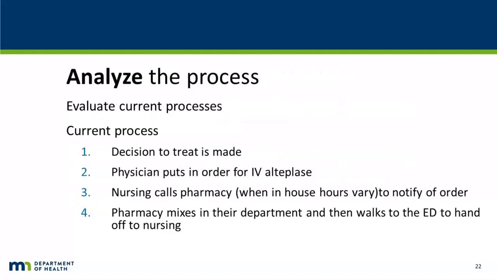Then, they analyzed the process by discussing what currently happens when the decision to treat is made. So here is their current process. The neurologist makes the decision to treat and quickly discusses this with the ED provider. The provider puts in the order for alteplase. Nursing then calls pharmacy when they are in-house, and these hours vary, to notify pharmacy of the order. Pharmacy mixes in their department and then walks to the ED to hand off.